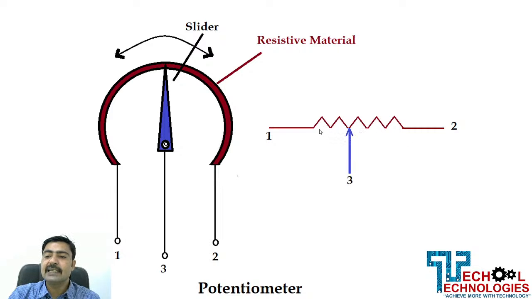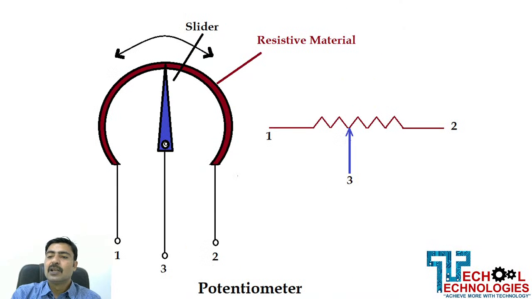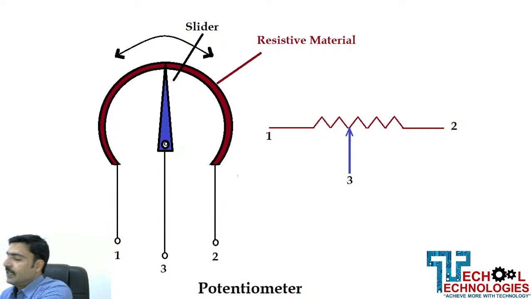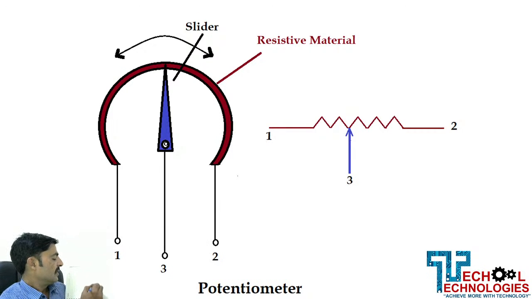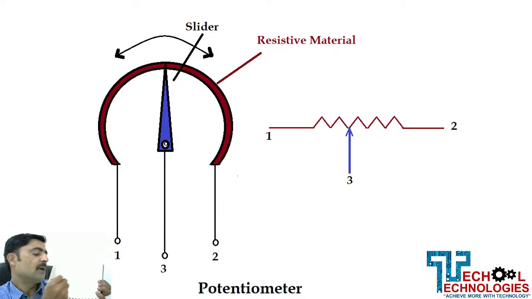Let's say 3 is at initial position over here. So when 3 is at initial position, let's say this is our variable resistance. This is pin number 1, this is pin number 2, and this is the slider, pin number 3. If it is at this position, what will be the value of resistance? 0 ohm. And when we keep on moving the wiper or the slider on this resistance, the resistance will keep on increasing, and at this point it will be maximum. Let's say we have a resistance of 10 kilo ohm. 10 kilo ohm means 10,000 ohms.